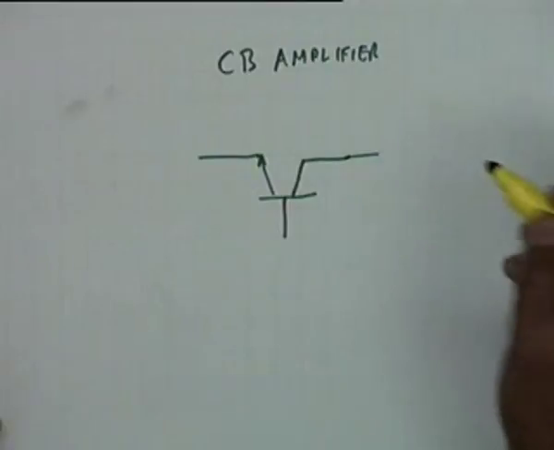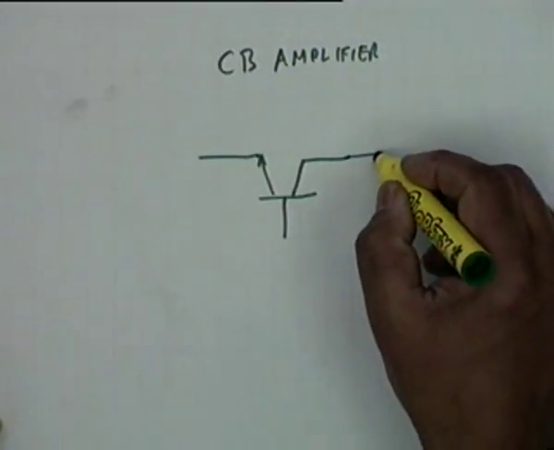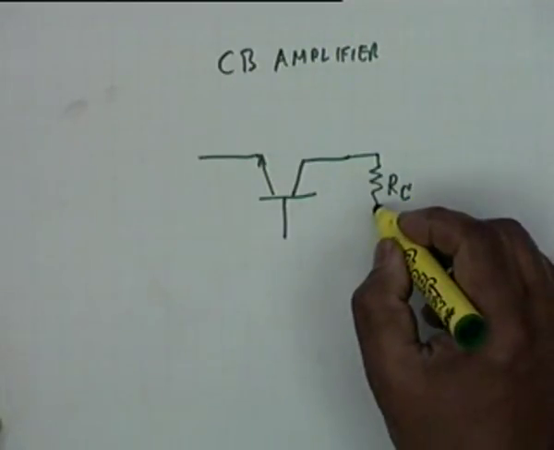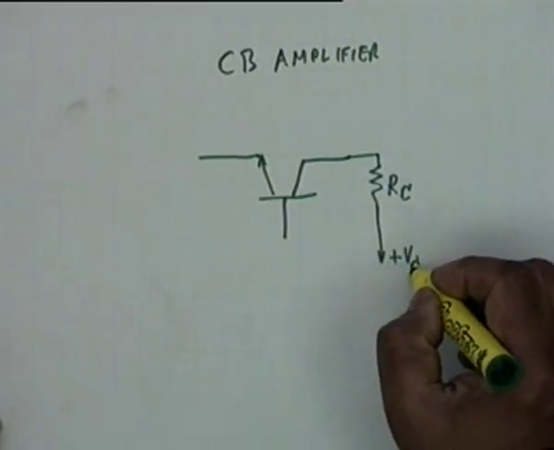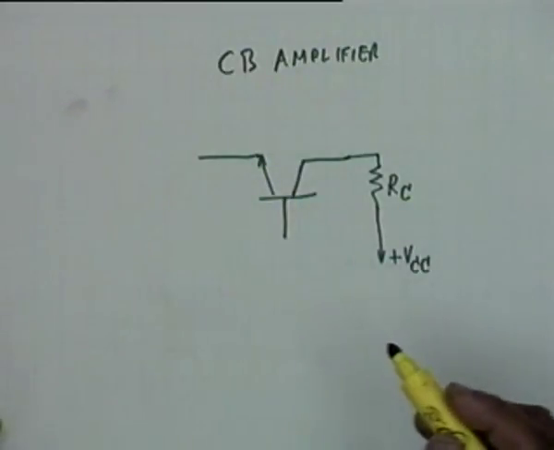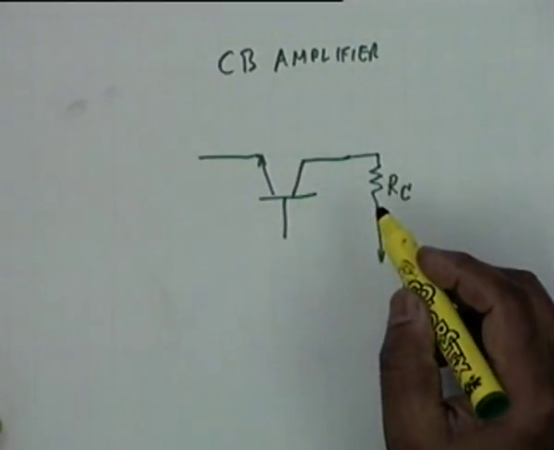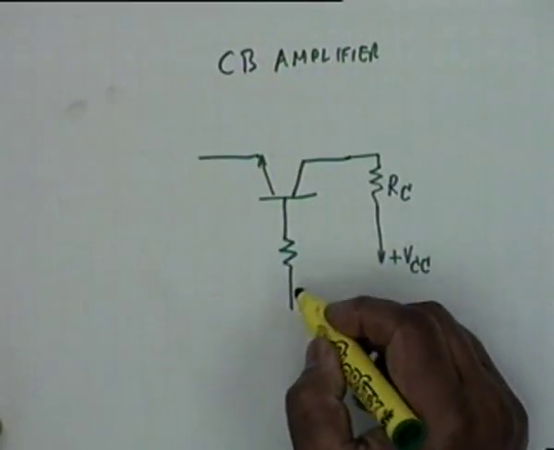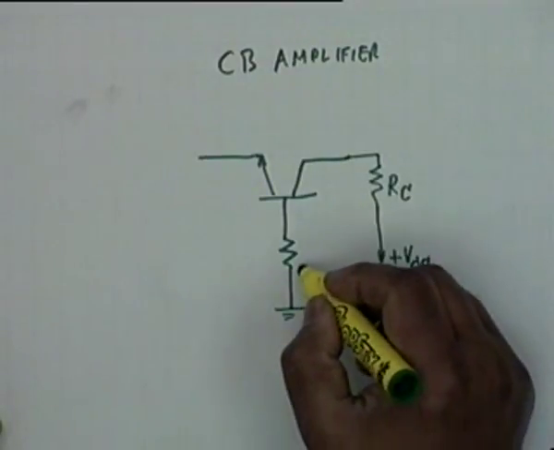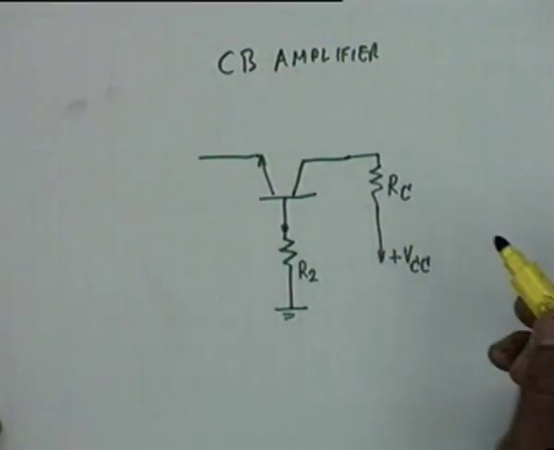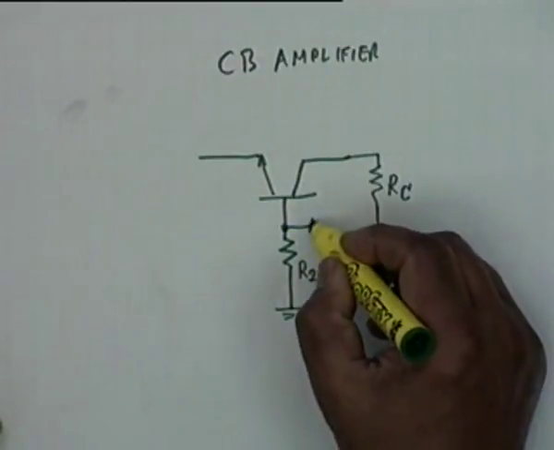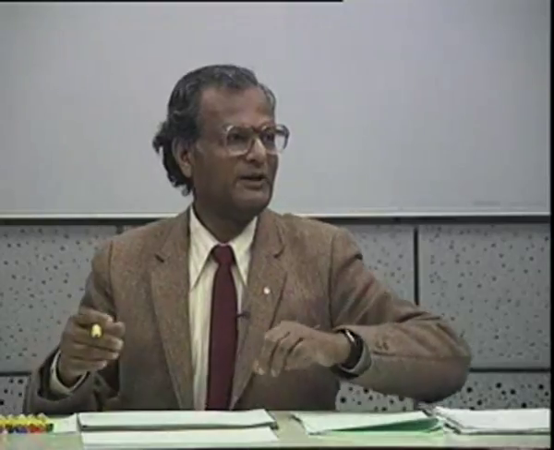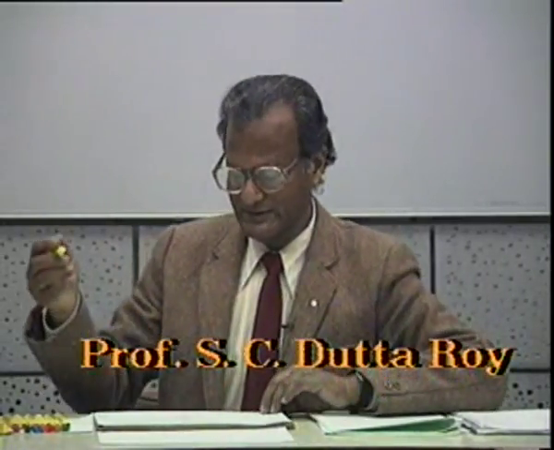But then the collector must be biased, so we attach a resistance R sub C and take it to plus VCC. As usual, this is an NPN transistor. Then the base also has to be biased. The base current has to be supplied. So what we do is, from the base to ground, we connect a resistance R sub 2, and from this junction to VCC, we connect a resistance R1. It's exactly the same way, just orientation has been made different.